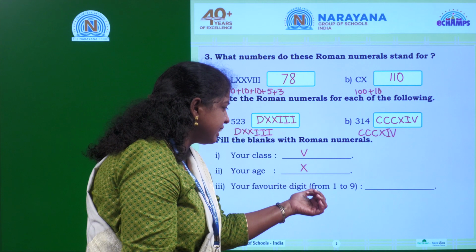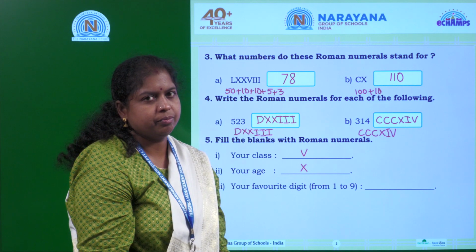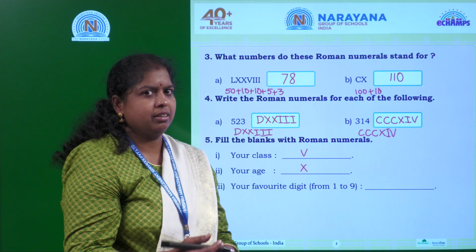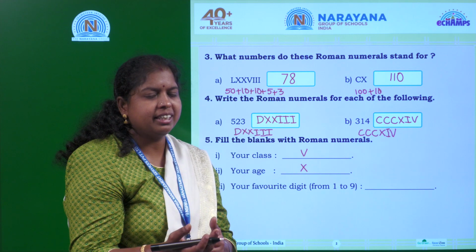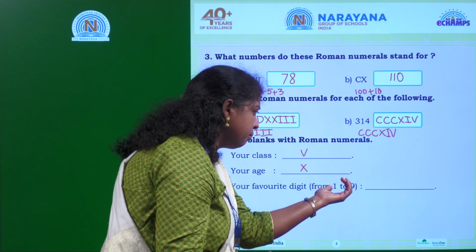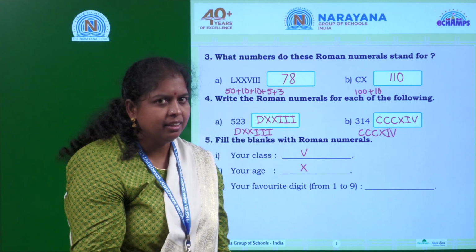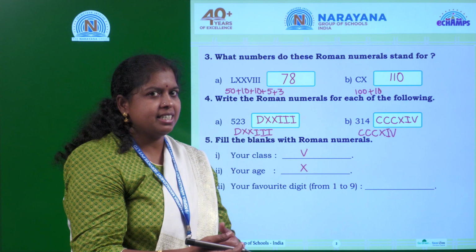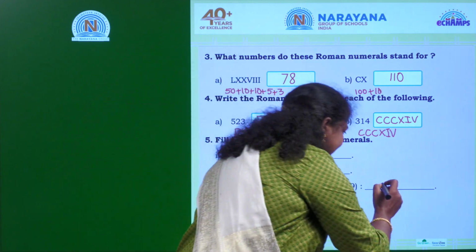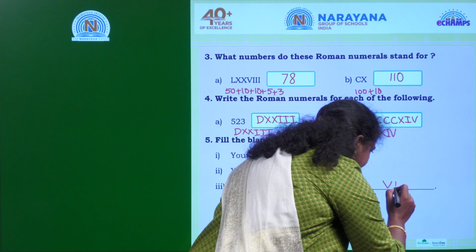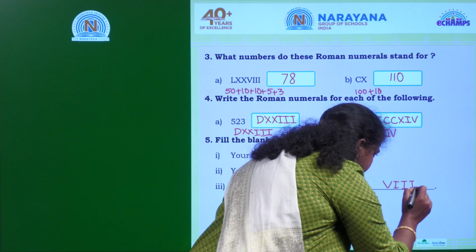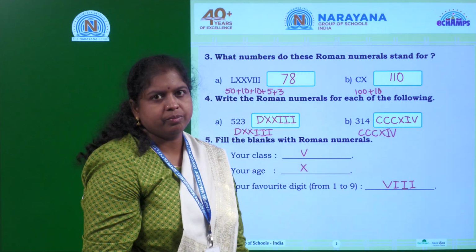Your favorite digit from 1 to 9. You have to select your favorite digit. It may differ, children. You may like the digit 4, 8, 6, whatever digit you want, you select in between 1 to 9 and you write it in Roman numerals. For instance, I am considering that my favorite digit is 8. How will I write 8? V I. This is 8.